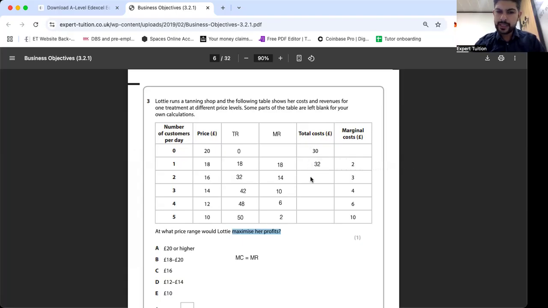Okay. What is the total cost when she produces 2 units? Well, the next unit is going to cost 3 quid to produce. And bear in mind, it's cumulative because total takes into account everything. So we're going to go 32 plus 3, 35. And then from there on, obviously, it should be very easy. So you go 39, 45, 55. Cool. That's how you populate a table like this and get the answer right.